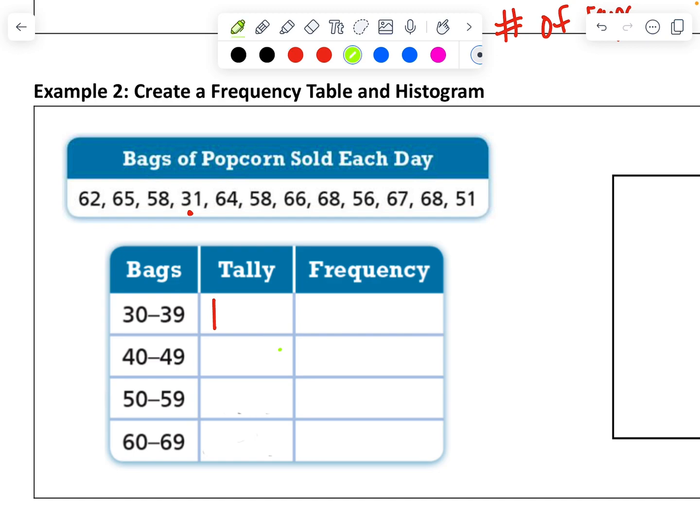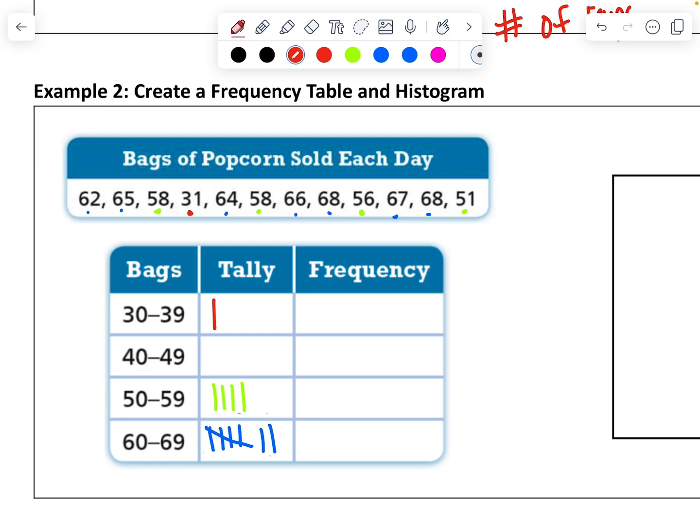So now we got to go 40 to 49. And there's none. Okay. So then 50 to 59, we have 1, 2, 3, 4. So I'm going to put 4 tally marks. Oh, wrong one. 4 tally marks there. And then for 60 to 69, that should be the rest of them. So we have 1, 2, 3, 4, 5, 6, 7. So I put 7 tally marks.